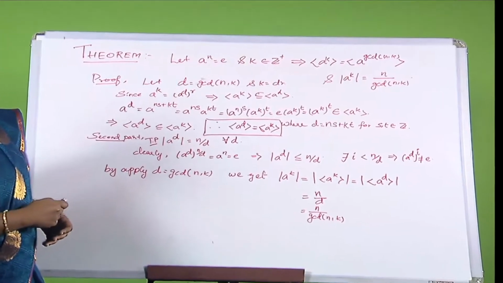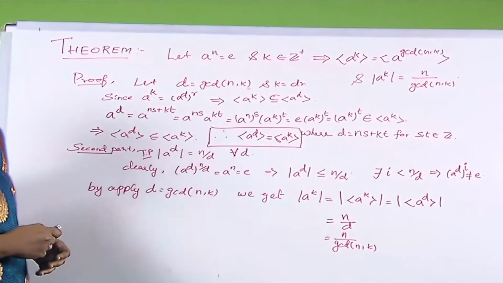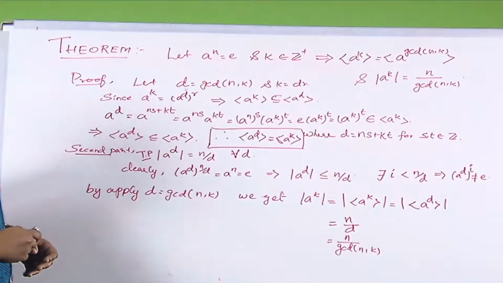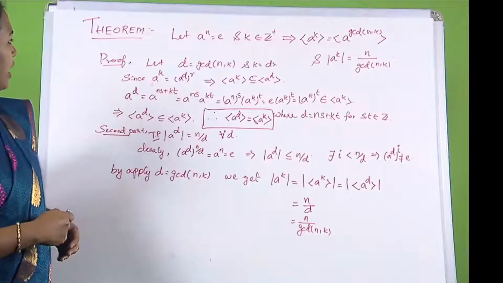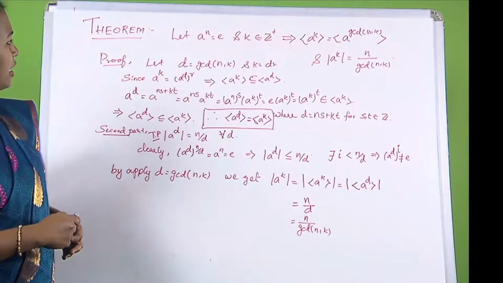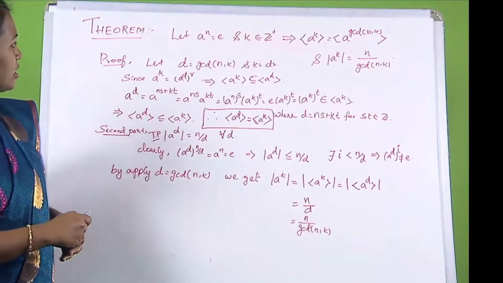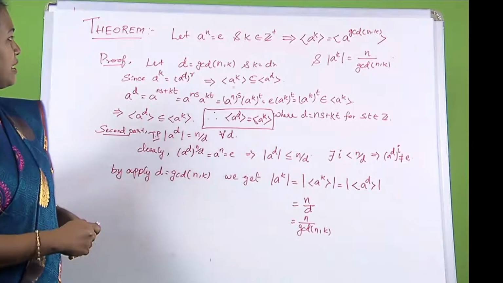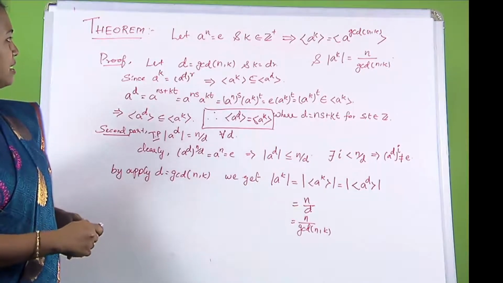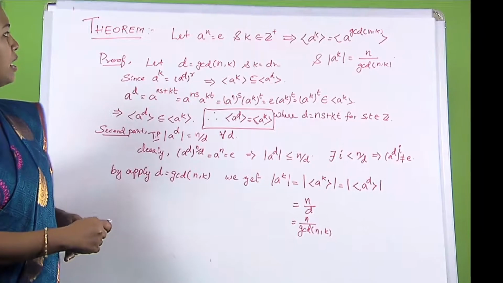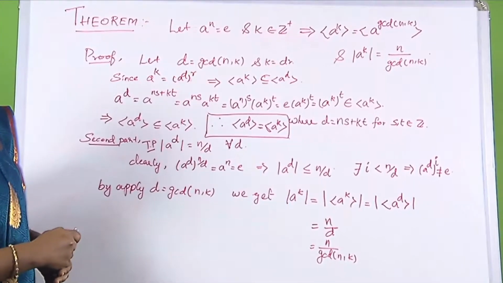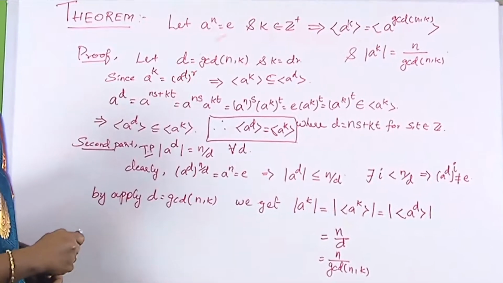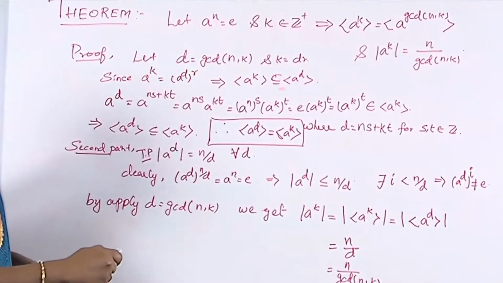So, the proof. Let d be equal to GCD of n comma k. Now, since d divides k, you can write k equal to d into r, where r is some integer. Therefore, a power k is equal to a power d the whole power r. So we can write it like this, which implies that the group generated by a power k is a subset of the group generated by a power d. This is because a power k is equal to a power d the whole power r. So we have brought it to this form, that is why we are able to write this statement.